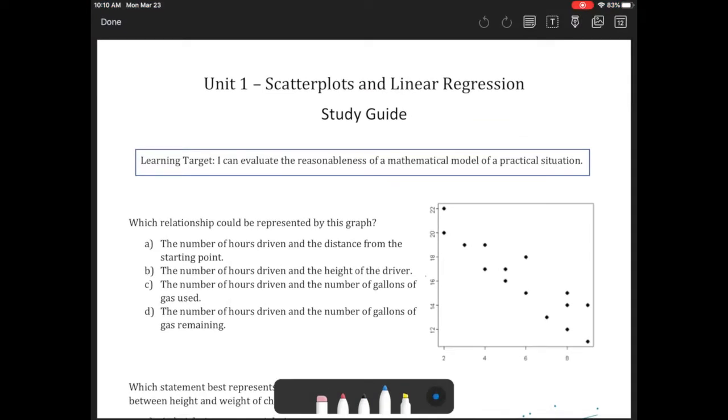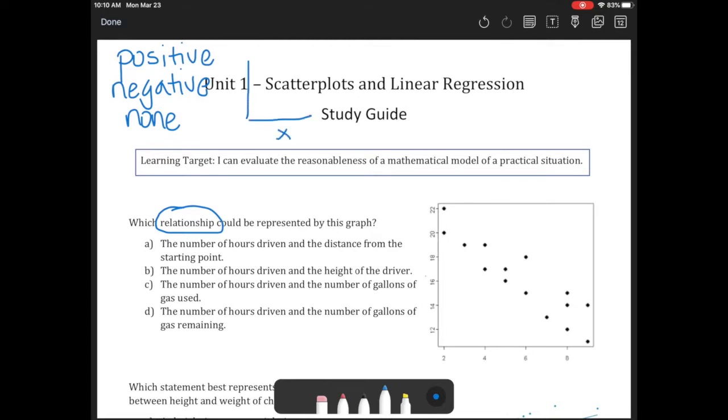So when we talk about relationship of a scatter plot, which you can see right here, there are three possible relationships. You can have a positive relationship, you can have a negative relationship, or you can have no relationship. And when we talk about relationship, we're talking about the two axes of the graphs. Whatever the item is on the x-axis and the item on the y-axis, do they have a positive, negative, or no relationship? So here's the easy way.